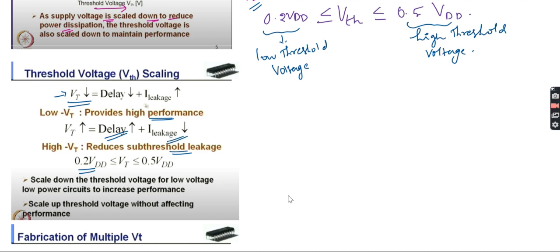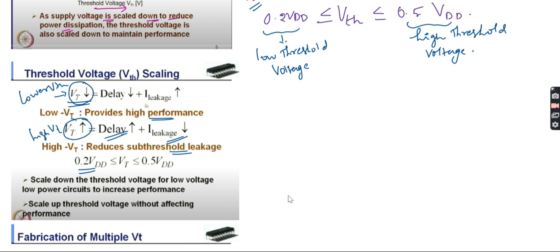If the leakage current is reduced, then automatically what will happen? So that is the meaning of that. Your low VT will provide the high performance. Okay, this is the low VT. This is the higher VT. This is the lower VT. This will be your high VT.